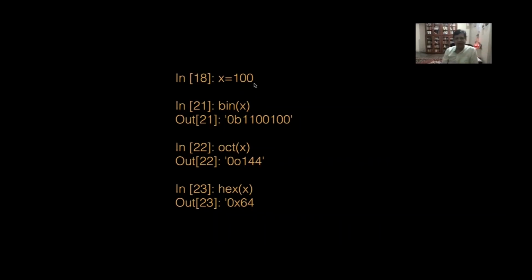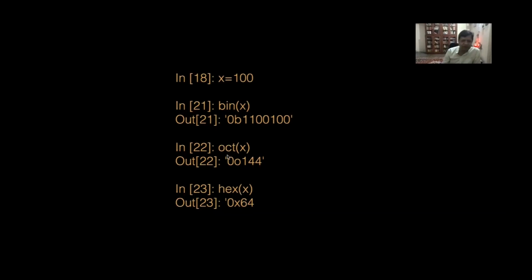Now, in Python, you can get the equivalent representations. So I write x equal to 100. 100 is not binary, this is decimal, so Python will talk in decimal. But if you want a binary equivalent, then I say bin(x). It will give 1100100. Now 0b, this is called binary. 0b is binary. So this is my binary representation. You can check yourself that this will give you 100.